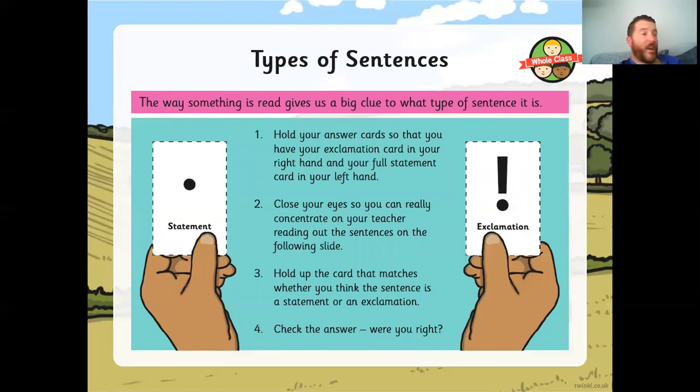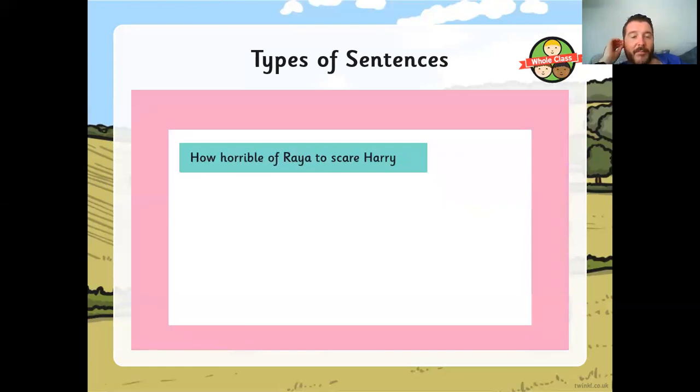Okay, we've not got the answer cards. So what we're going to do instead is you're just going to tell me or write down on a piece of paper a full stop and an exclamation mark. You're either going to shout out statement or exclamation, or hold up the full stop or the exclamation mark that you've made. And you're going to close your eyes so you can really concentrate on what I'm saying. You're going to hold up the card or shout the word that you think matches the sentence type. So if you think it's a statement, either hold up your full stop if you've made one, or shout out statement. If you think it's an exclamation, do the same. And then we're going to check our answer. Okay, so close your eyes.